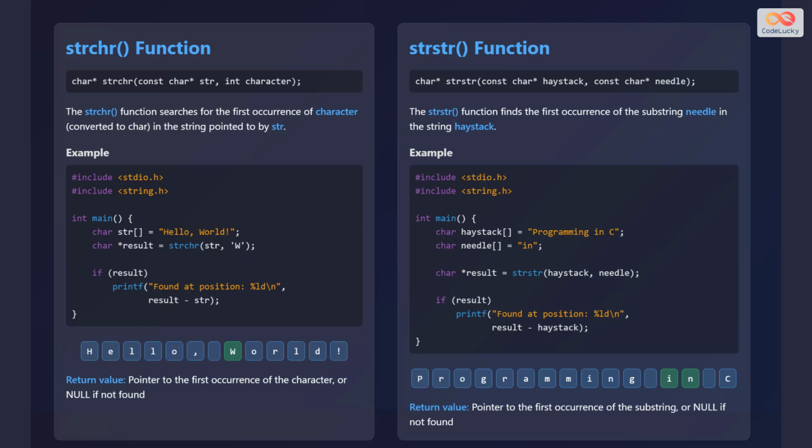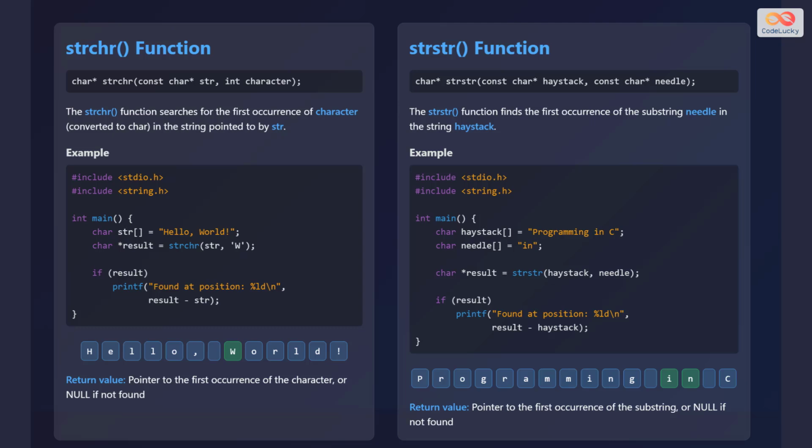Now let's discuss the strstr function. The strstr function finds the first occurrence of the substring needle in the string haystack. The syntax is char pointer strstr, const char pointer haystack, const char pointer needle.